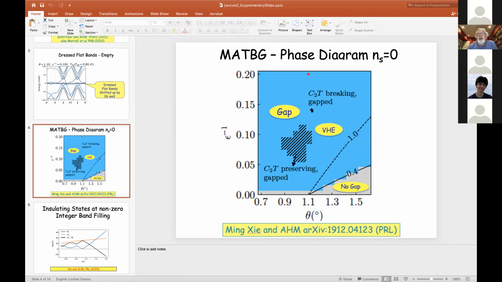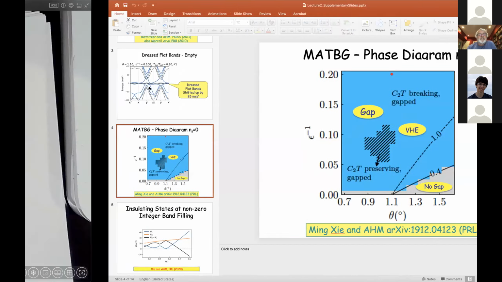But generally speaking, when you are at neutrality, in other words, when the valence band is filled but the conduction band is empty, then you have an insulating state. And let me go back, see if I can go back now. Press the right button this time. Okay, that worked better.